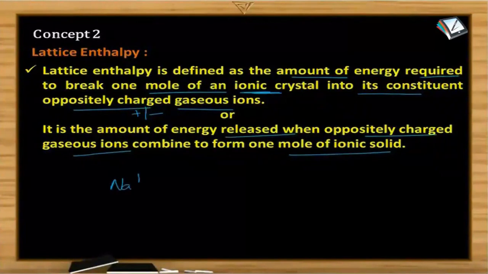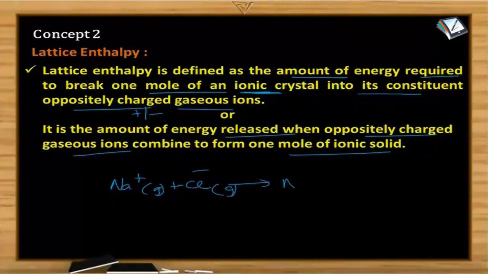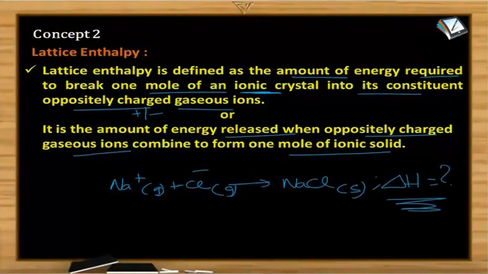For example, 1 mole of sodium ions and 1 mole of chloride ions, when they combine in the gaseous state in order to form 1 mole of solid sodium chloride, what is the amount of energy released in this process? That energy is called the lattice energy.